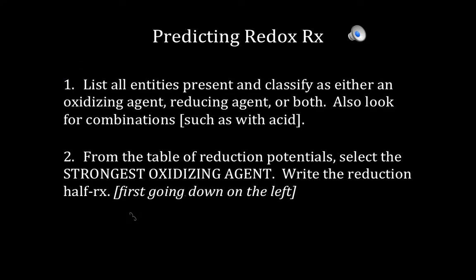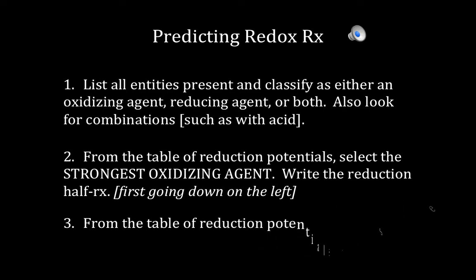Good day. We are going to look at how to predict redox reactions. We're going to go through the steps very briefly once again. So you had this in the previous notes, it is exactly the same as the first two slides. You list all the chemicals, with correct formulas, classified as an oxidizing agent, reducing agent, or both.